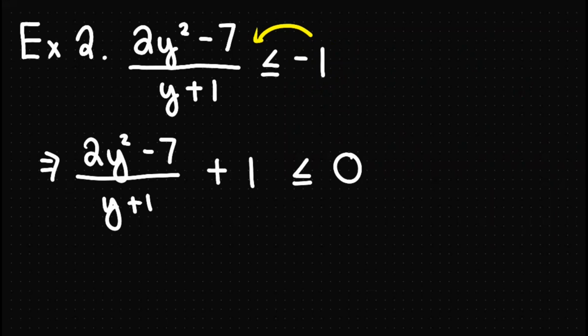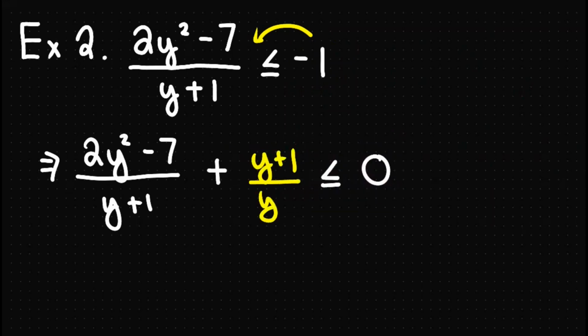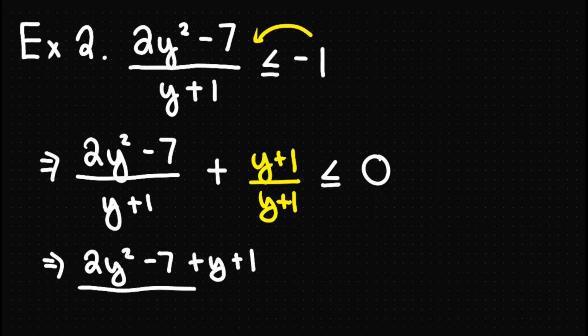Then note that we can write 1 as (y plus 1) over (y plus 1). So we now have similar denominators, so we can combine the numerator. We'll have (2y squared minus 7 plus y plus 1) over (y plus 1) is less than or equal to 0.